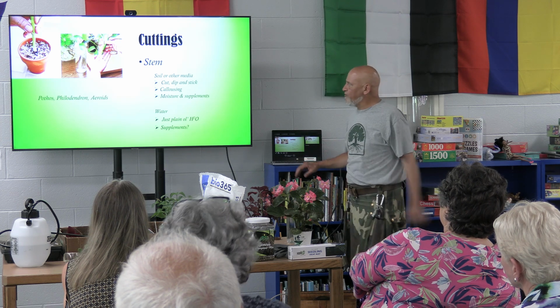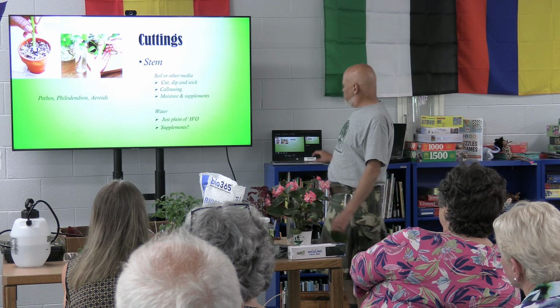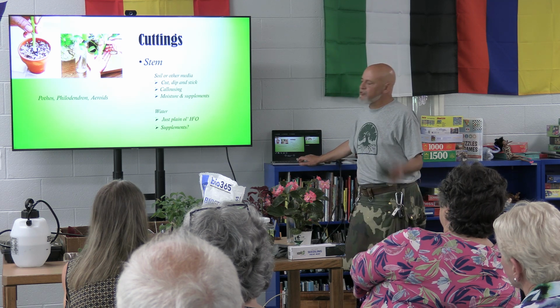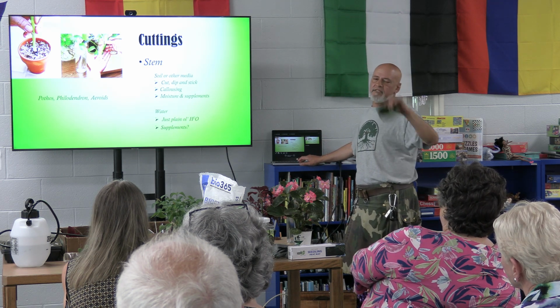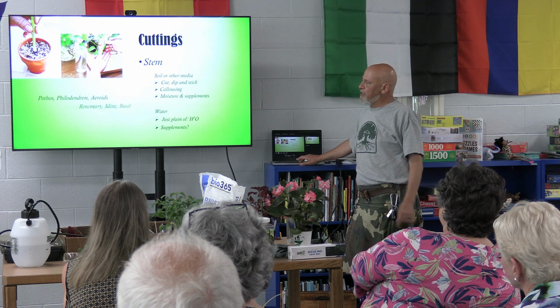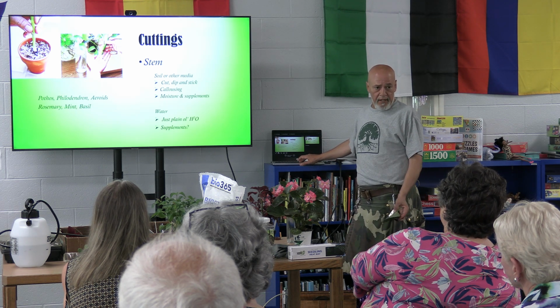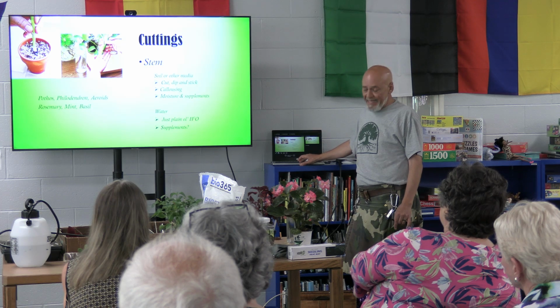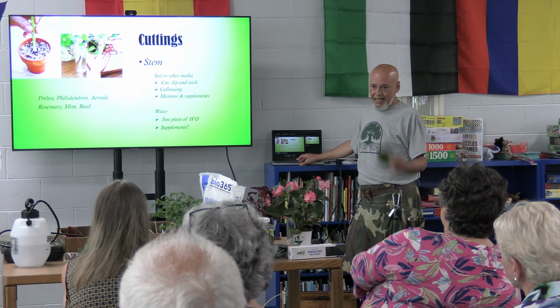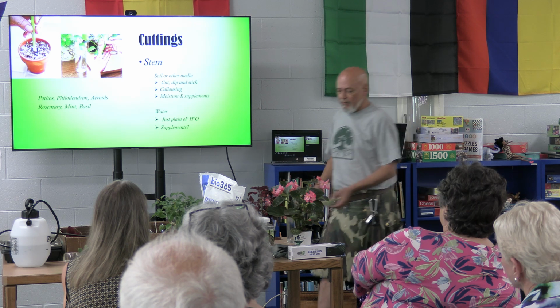Okay, so this is great for cuttings. Things that it's great for are pothos, philodendron, all the aroids. That's going to be monstera, lepidophora, all kinds of those crazy hot plants. Rosemary, great for stem cuttings. Basil, great for stem cuttings. And I love basil.